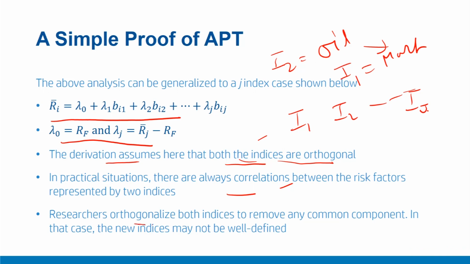Researchers try to orthogonalize these indices mathematically by removing any common component and create new indices I1 dash and I2 dash. However, these I1 dash and I2 dash may not have the exact concrete meaning that was earlier. For example, if I1 was earlier the market index, I1 dash may not necessarily be a proxy of the market, or if I2 was earlier the oil and gas industry index, then I2 dash may be slightly different in its behavior as compared to the oil and gas industry. Maybe something different. So these new indices that are orthogonalized, not correlated, mathematically have a good property, but they are not well defined.